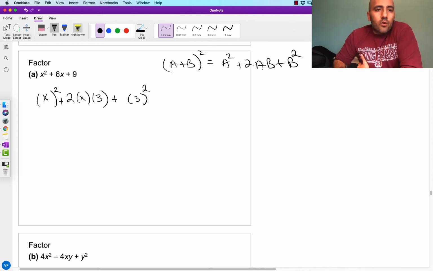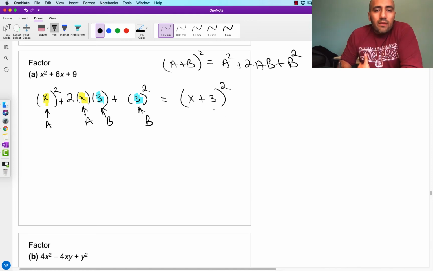It fits that pattern, where the a is this guy, and the b is this guy and this guy. Right? This guy is a, this guy is a, this guy is the b, and this guy is the b. It just so happens to fit that pattern. So because it fits that pattern, I can easily conclude that this must be equal to the a, which is an x, plus the b, which is a 3, squared. A plus b, squared.